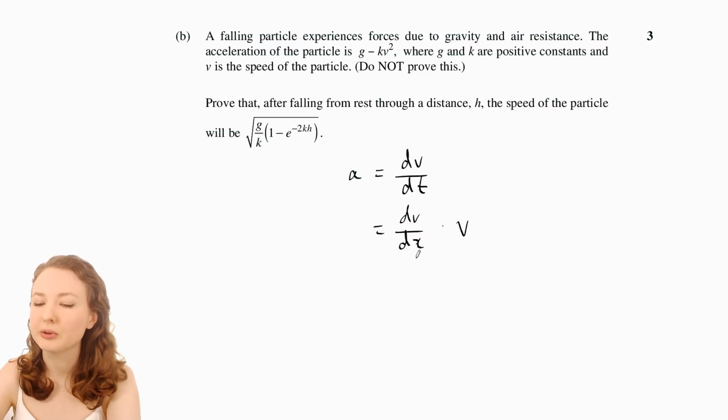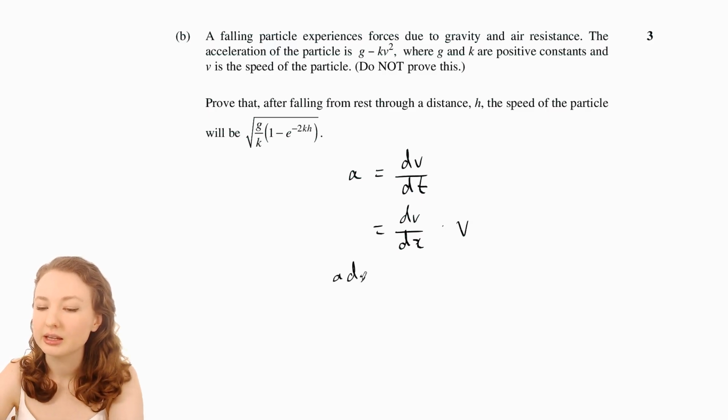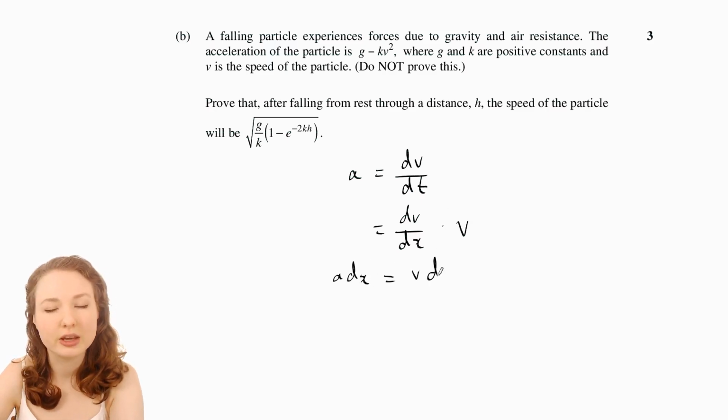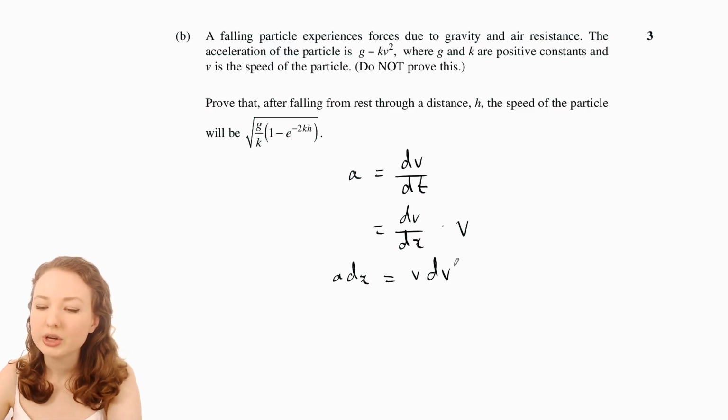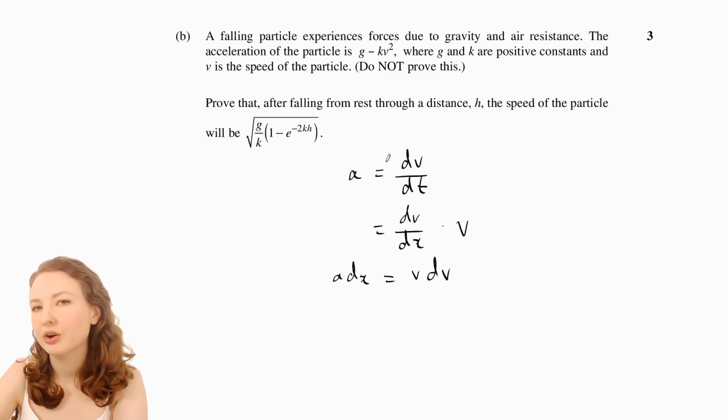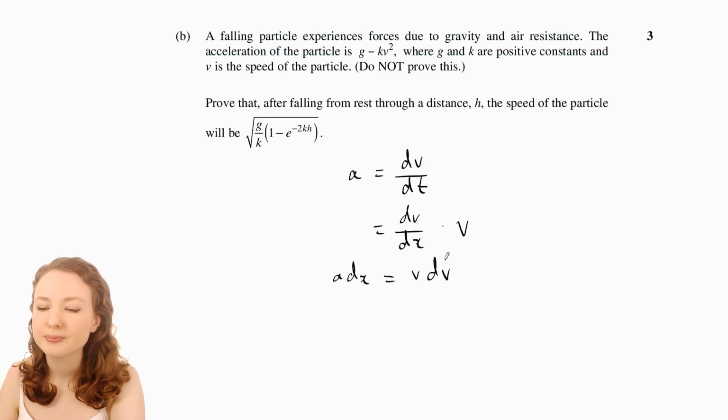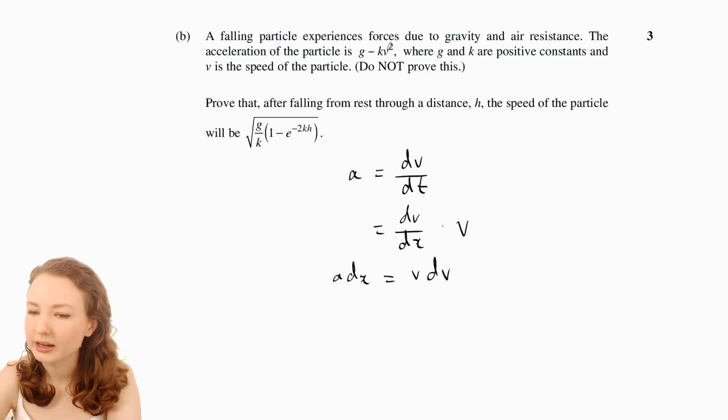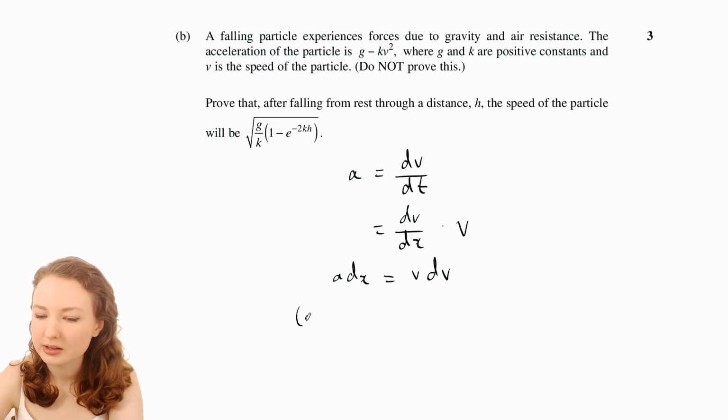So now we can rearrange that and say a dx is v dv. You can just memorize that if you like, you don't have to derive it each time, but that's where that comes from. And then we can plug in the g minus kv squared.